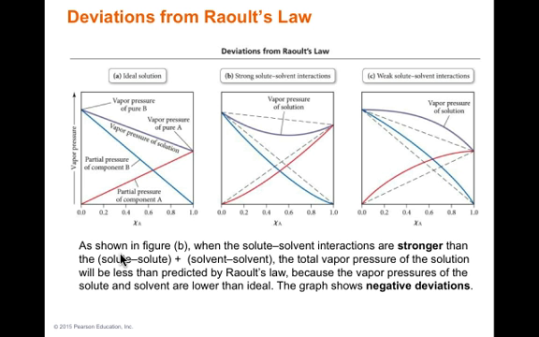In Figure B, we see that the lines for the partial pressure of A, the partial pressure of B, and the total pressure of the solution are all curved downward. The vapor pressure of the solution is lower than what is predicted by Raoult's law, and the solution of liquids A and B is non-ideal. The solute-solvent interactions are stronger than the solute-solute and solvent-solvent interactions. The downward curves indicate negative deviations from Raoult's law.